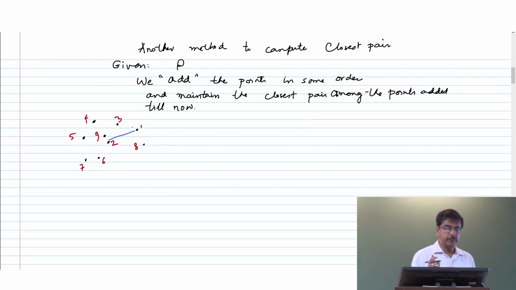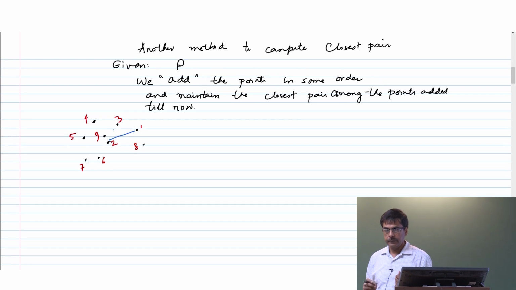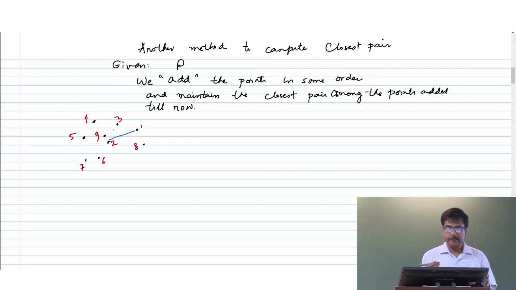The next point I add is 3. So when I add 3, I basically want to check. After adding the third point, I want to again have the closest pair among the first 3 points. Now it could be that the closest pair remains unchanged, or the closest pair changes. There are these 2 possibilities. Right. So let me use another notation.